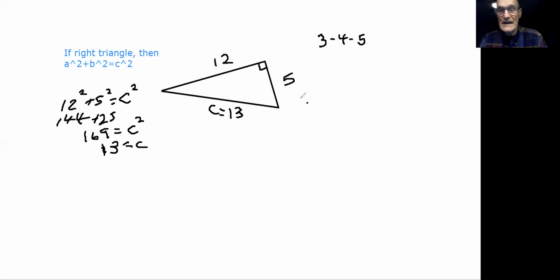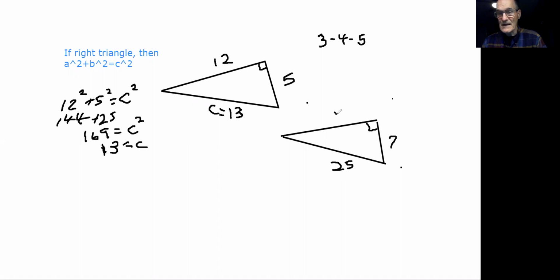Now, the second type of problem you will run into, and the one most frequently, because it makes you think a little bit. If you have a right triangle here, and you get the hypotenuse and one of the sides, so let's say this is 25 here, and this side here is 7. Now you're finding this side here.